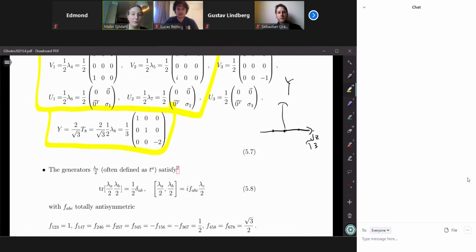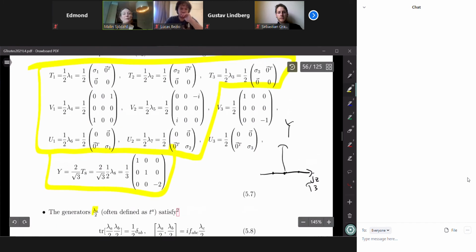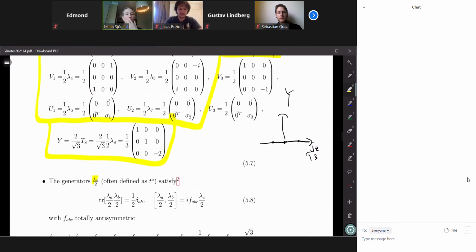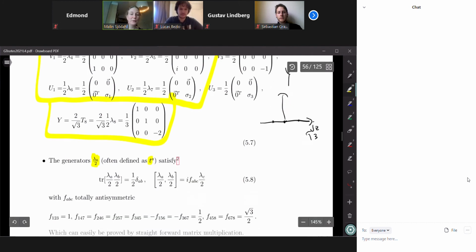Okay, now some more annoying factors of 2. Although the lambdas are often called the generators, we could have had a normalization without these 2, and I think that is the most sensible convention, but it is not the most used convention. The lambdas are very often defined like they are here in the majority of all cases. However, it is also customary to define lambda A over 2 and call that T A and call the T A the generator. So this is what you will see in QCD pretty much all the time, but not all the time, not if I'm the author, but most often.